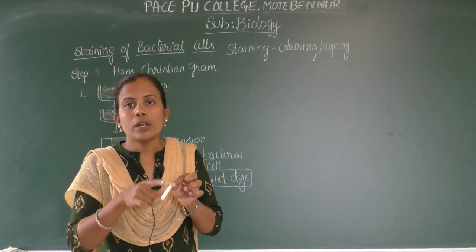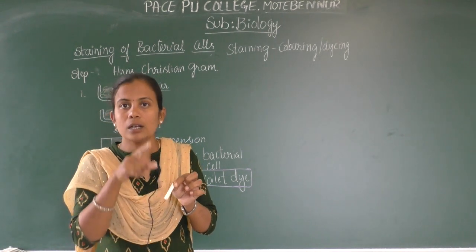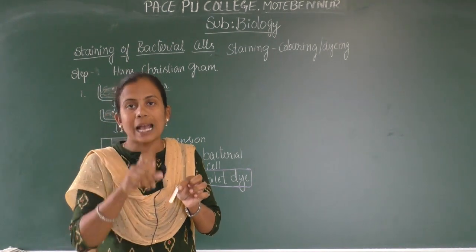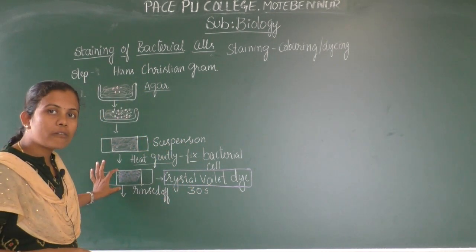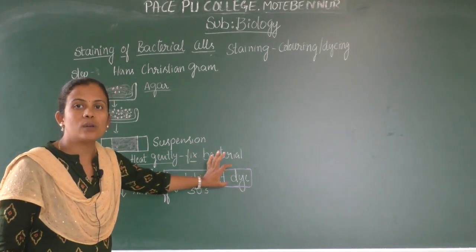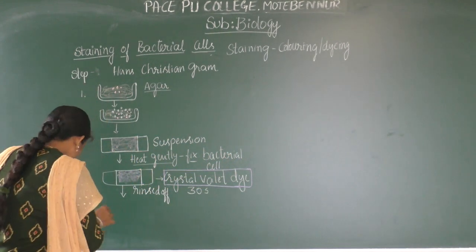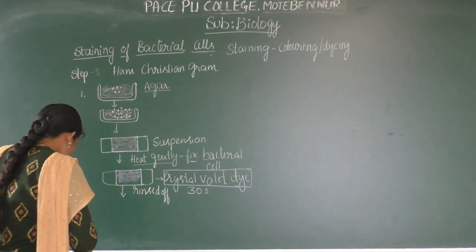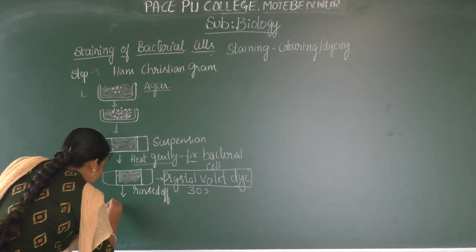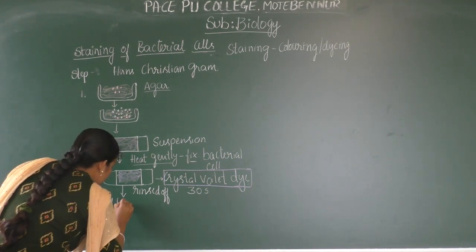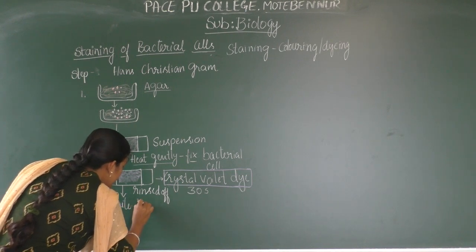By using water you rinse the crystal violet dyed glass slide, and that helps in fixing the cells with the colored crystal violet. And then after that you are going to treat the same slide with dilute iodine.